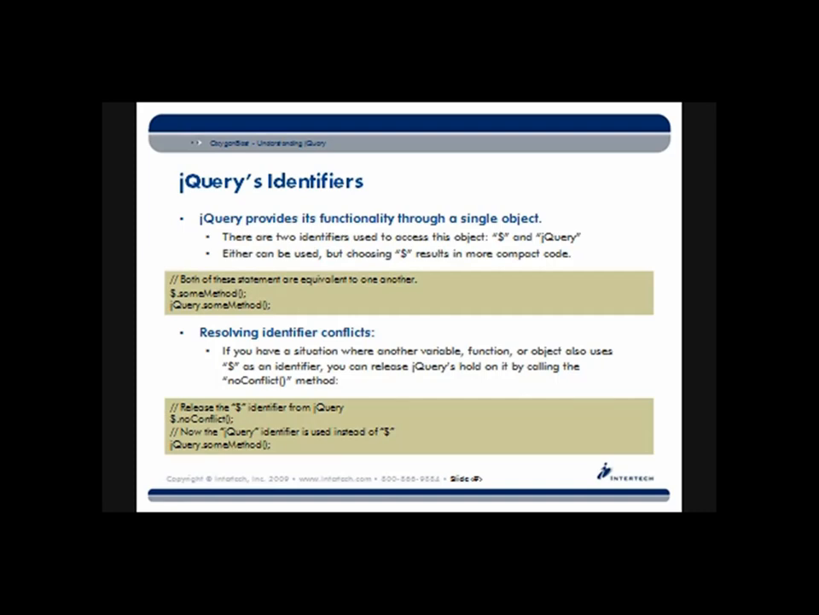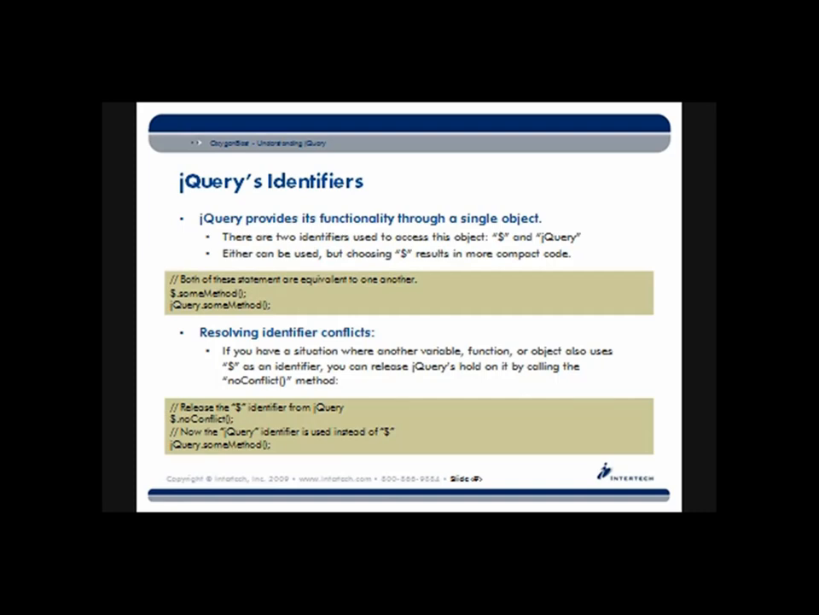You can choose whichever one you want, but obviously if you use the $, that's going to result in more compact code. So you'll see two examples here where I have a $.sum method and a jQuery.sum method. Exactly the same. They're going to call the same method. It's just whatever you choose. Sometimes, though, you don't have the option to use the $ because you have old legacy code that perhaps uses the $ as an identifier, maybe for a variable or a function or an object, or perhaps you're using some other third-party library in your web application that also uses the $ as an identifier.